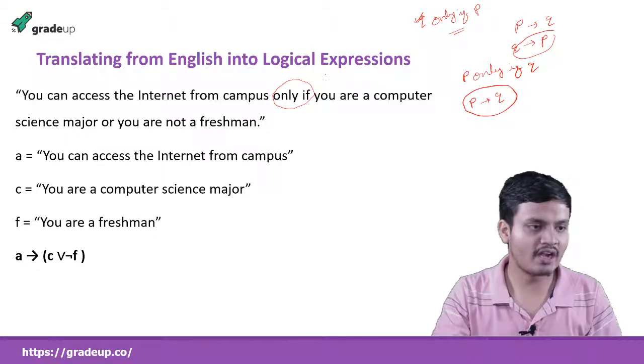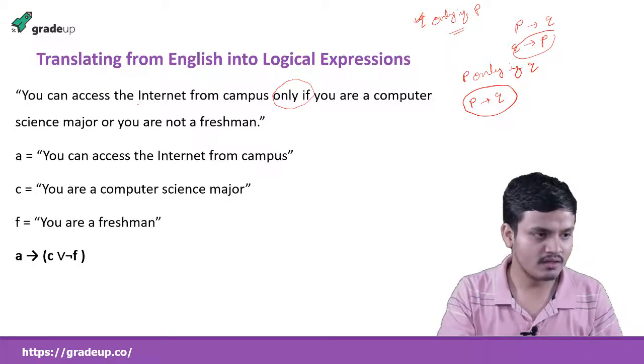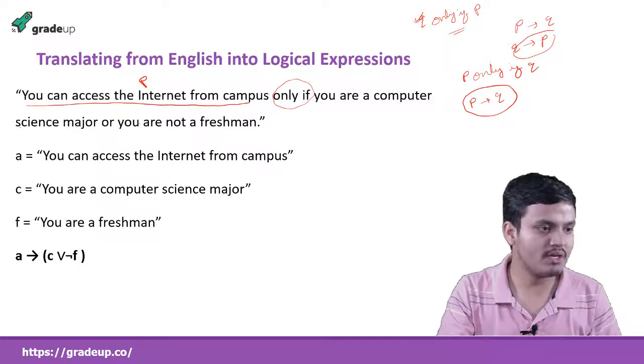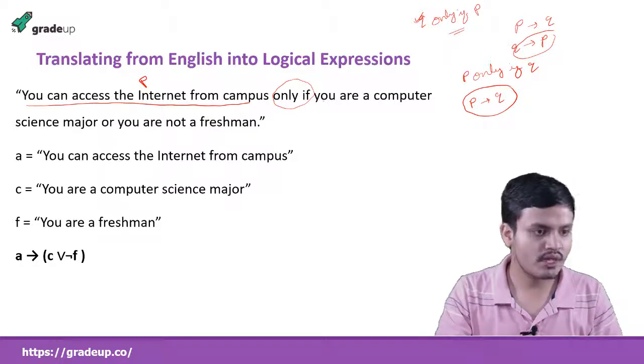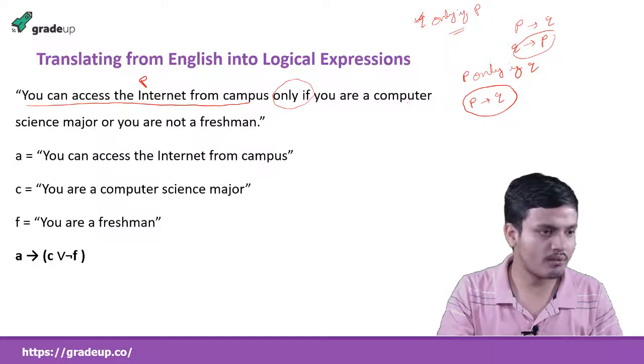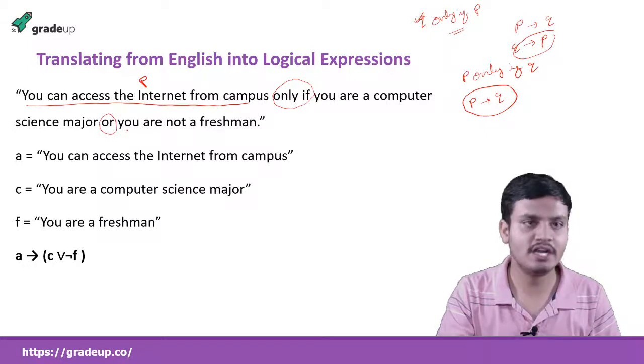So we understand that this will be our P. This, you can access the internet from campus, is going to be P, and all the remaining will be Q. So here we have, you are a computer science major or you are not a freshman. Here "or" is used for disjunction. We have already seen it.